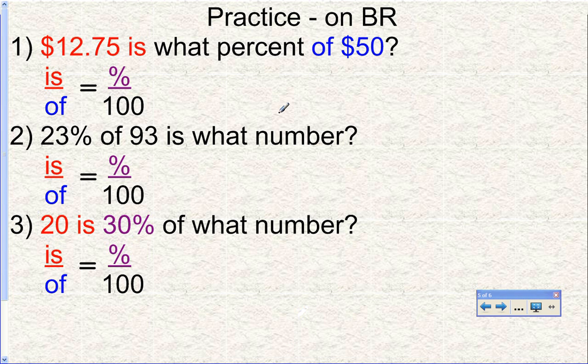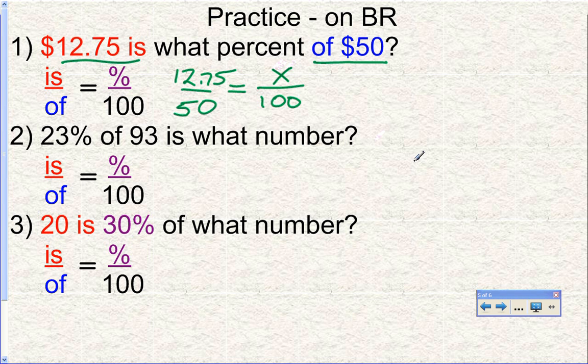Welcome back. So let's do these. 1275 is what percent of 50? So 1275 is obviously my is, of 50, so that's my of, and I'm trying to find the percent. Cross multiply and divide. And your answer is 25.5%.